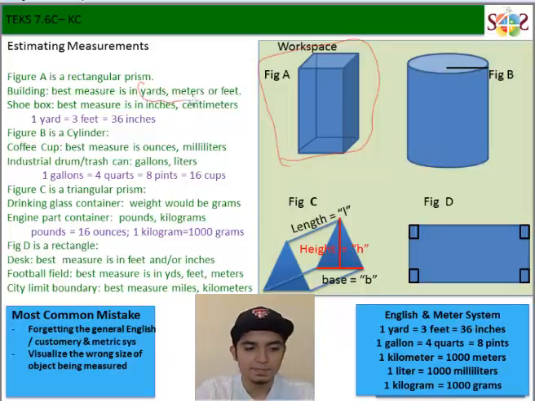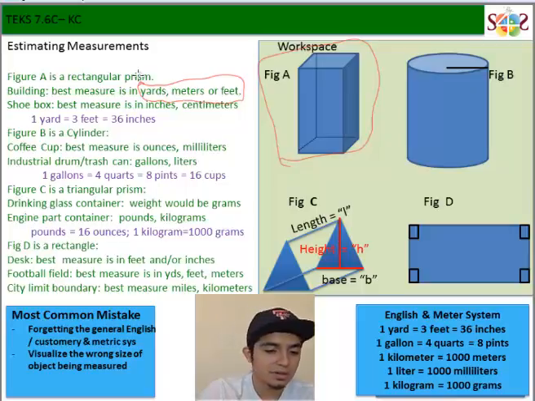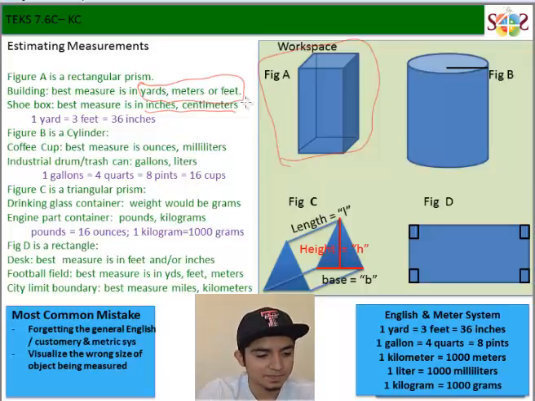Then we have a shoebox, which is small compared to a building and is only about this big. So we're not going to need that large of units. Here the best units to use are going to be inches and centimeters. And the conversion rate from yards to feet is 1 yard is equal to 3 feet, and 1 foot is equal to 12 inches. So 3 feet is equal to 36 inches.